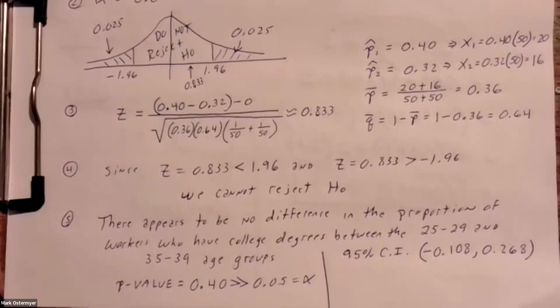Anybody that it did not work out this way, or you have any difficulties with this? Hopefully we're getting these numbers and everything and conclusions. Okay. All right. That was a two-tailed test or a non-directional test.